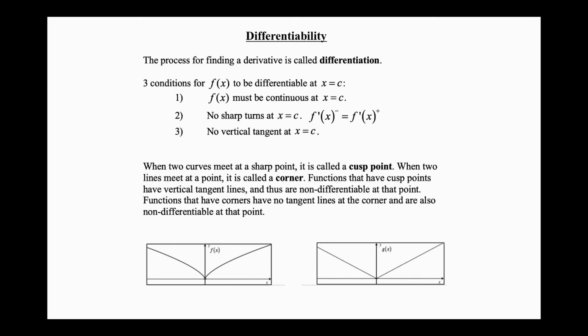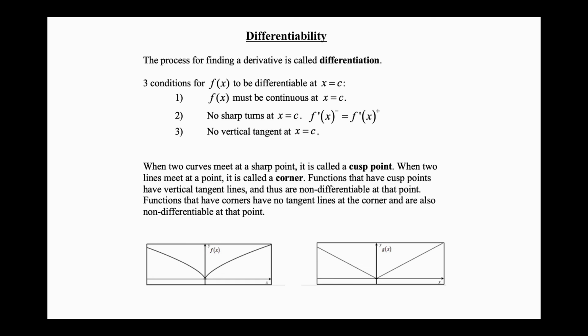Okay, so differentiability. Differentiability means there is a derivative. That means the process for finding a derivative is called differentiation. So differentiability, all that means is you can find a derivative. It has a derivative. We've been finding lots and lots of derivatives. There are some things that don't have derivatives, so they're not differentiable.